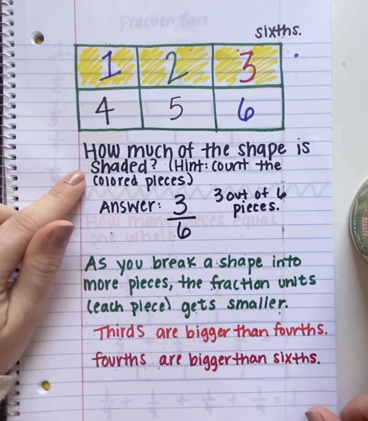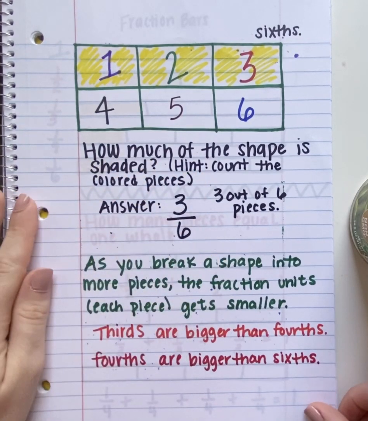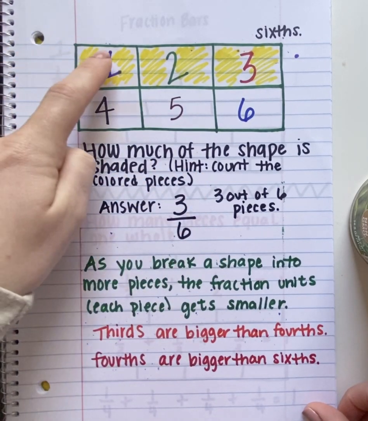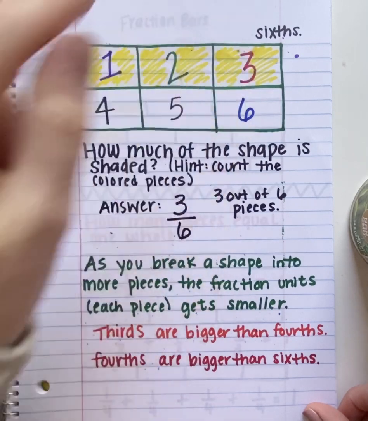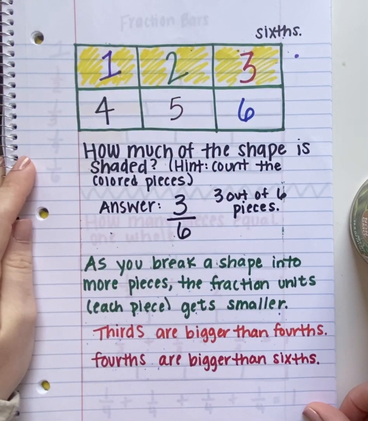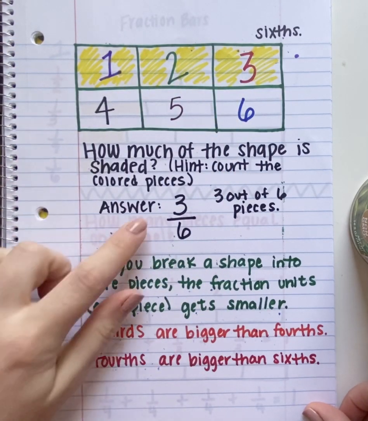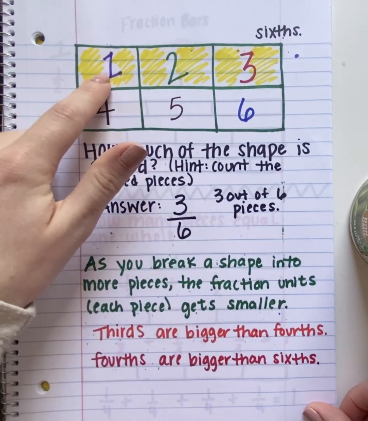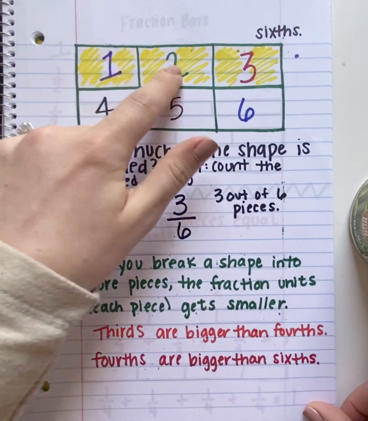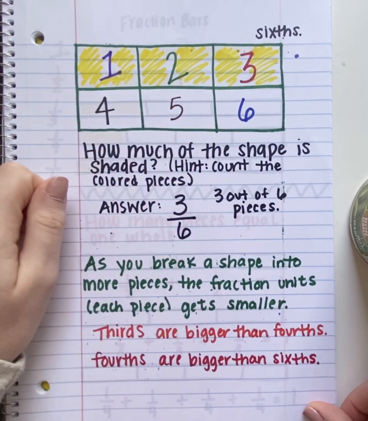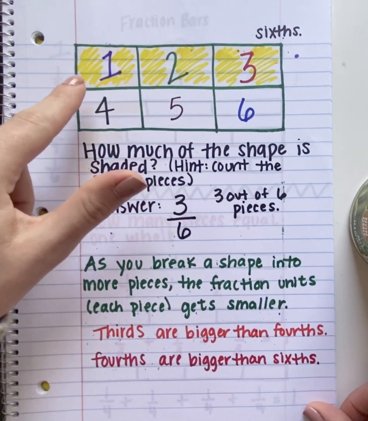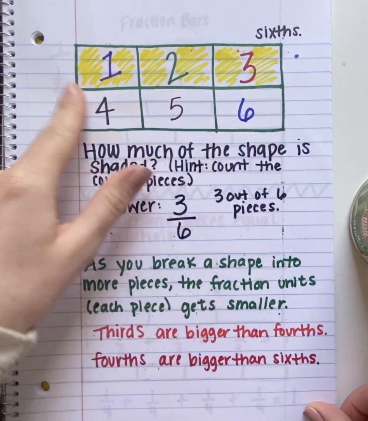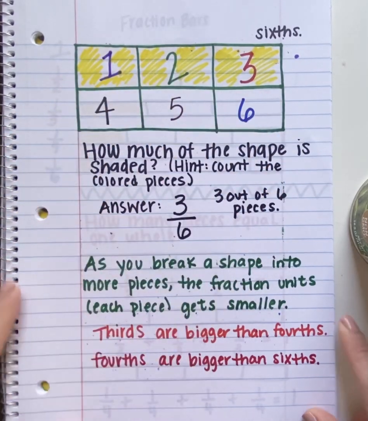How much of this shape is shaded? The best way to figure this out is by counting the colored pieces. 1, 2, 3. 3 pieces out of 6 are shaded. So the answer is 3/6, 3 out of 6 pieces. If 1 was shaded, we would have 1/6. If 2 were shaded, we would have 2/6. Same with 4. It would be 4/6 or 5/6, or we could even color them all and call it 6/6.